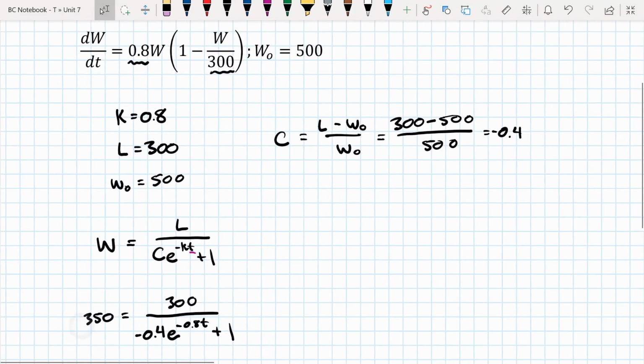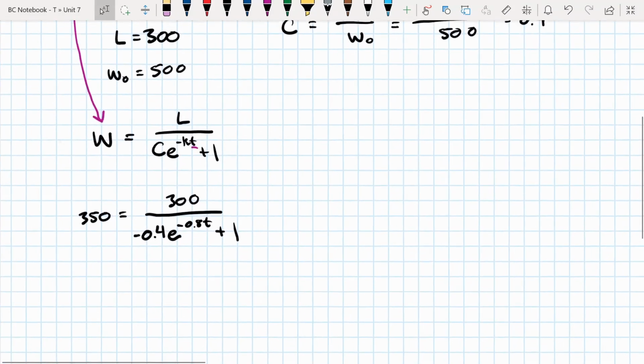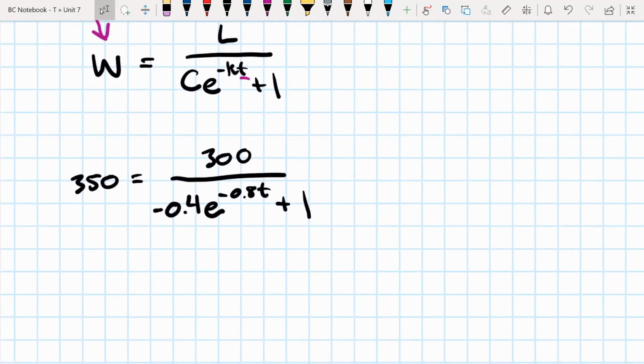The reason why we went through the derivation is because we can go straight from the logistic differential equation to the solution here. Now that we have an expression that represents the solution of this differential equation, we can use it to solve for t algebraically. So to do this, we can rearrange this a little bit. Let's multiply by the whole denominator on both sides and then divide by 350. So this is the same thing as the following.